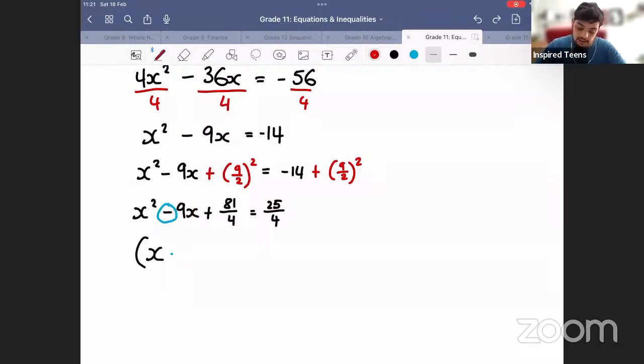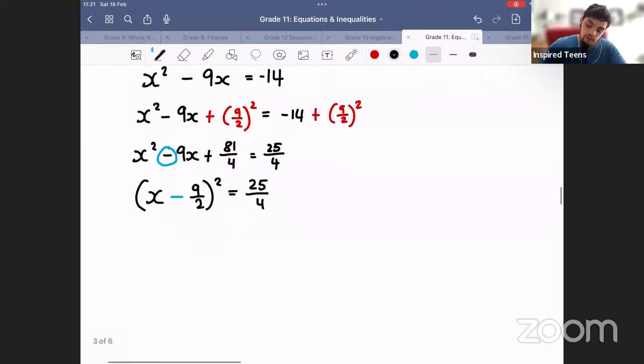Ignore the sign. This negative already solves for all of that. This negative considers all of it. So don't worry about negative 9. Just take 9. 9 over 2, which we can just leave as 9 over 2, or you can write it as 4.5. That's fine. Squared is equal to 25 over 4. Thereafter, I square root both sides.